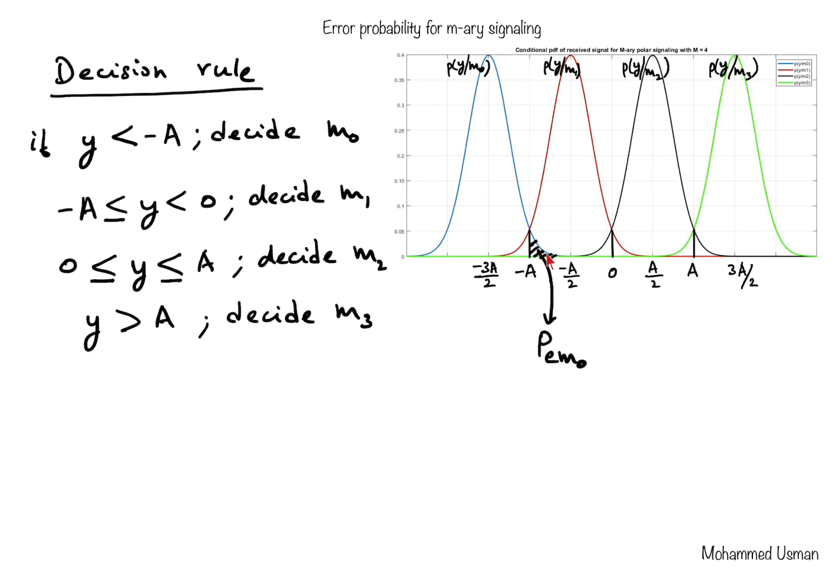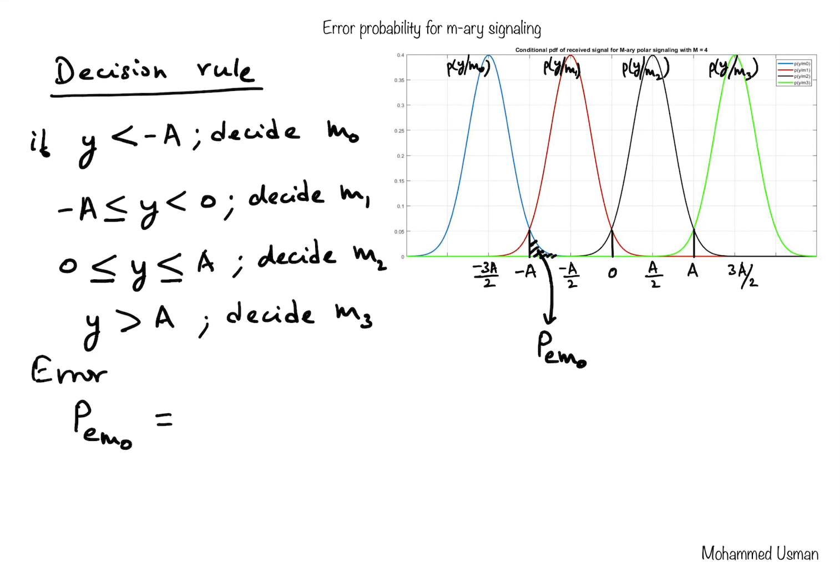By the way, this tail goes on, it's never touching 0. It becomes smaller and smaller, and it becomes 0 at infinity. So it could decide in favor of M1 or M2 or M3. In all these cases, it's an error. We transmitted M0, but the receiver thinks it is something else other than M0. So that would give us an error. We denote this error when M0 is transmitted as PEM0. PEM0 is the error probability.